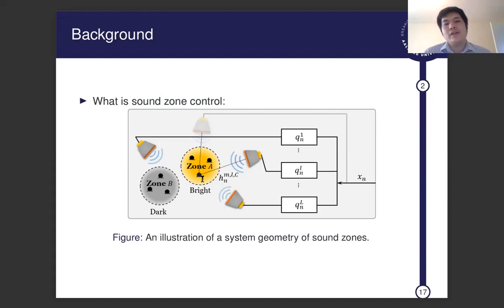Usually, in sound zone control, there are two zones defined, called the bright zone and the dark zone. In the bright zone, it's supposed to hear the sound signal clearly, and in the dark zone, it's expected to be silent.